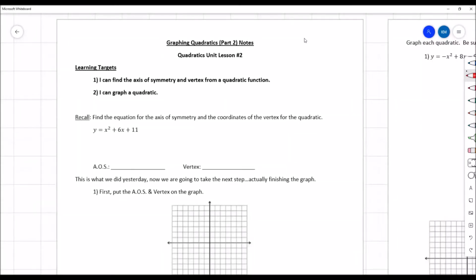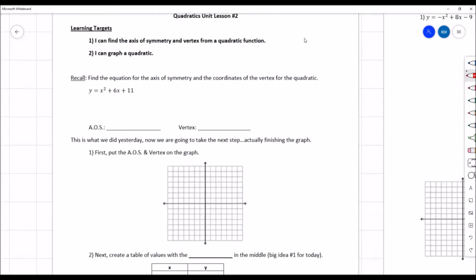Today we're looking at graphing quadratics notes. At the end of this lesson, you should be able to find the axis of symmetry and vertex from a quadratic function, and you should be able to graph a quadratic.